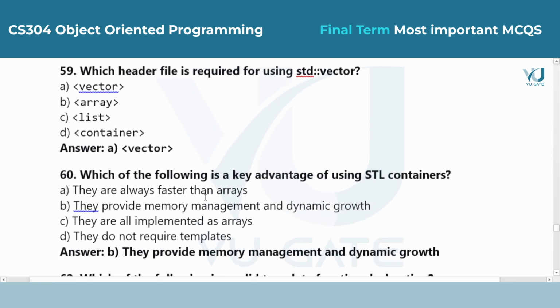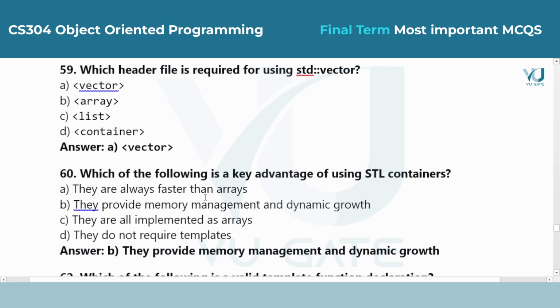Q59. Which header file is required for using std::vector? Answer: A. Explanation: To use the dynamic array functionality of a vector, you must include the specific library at the top of your code.